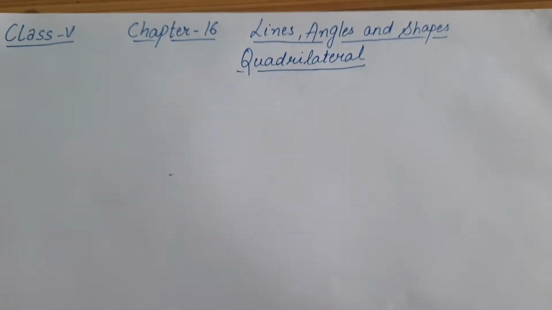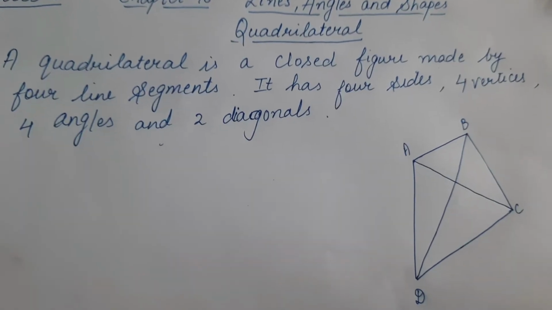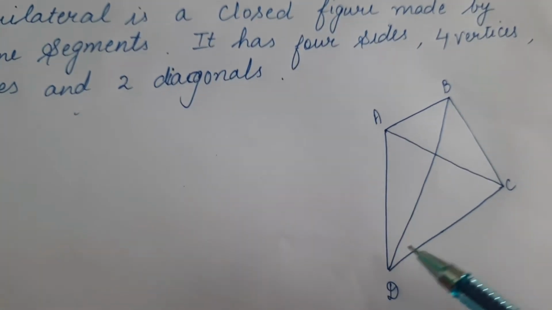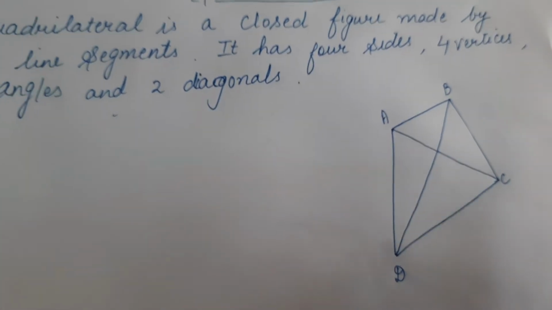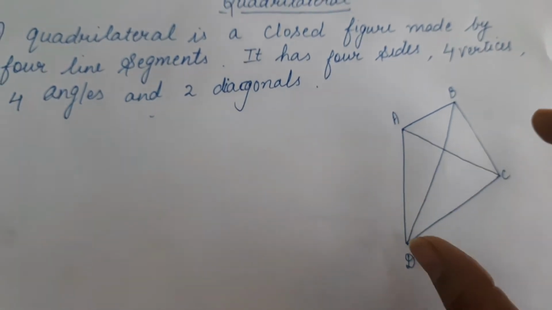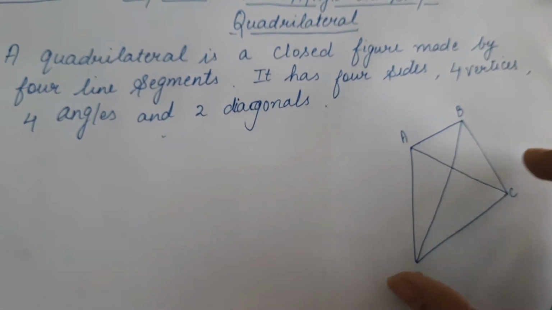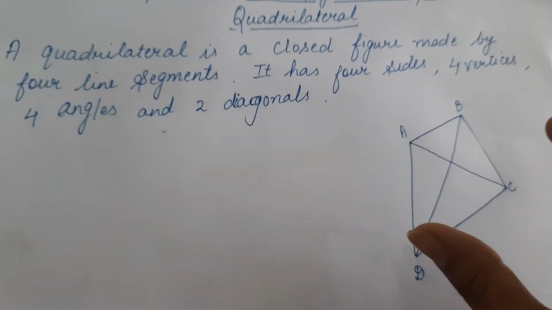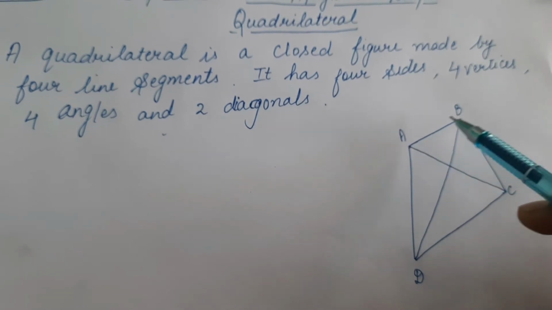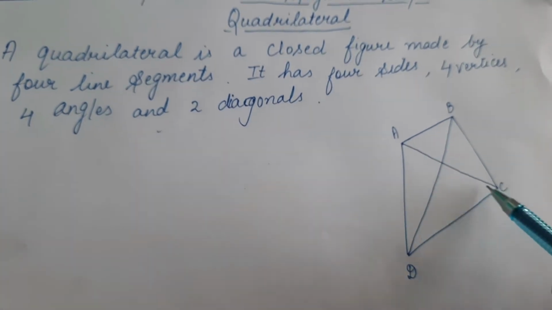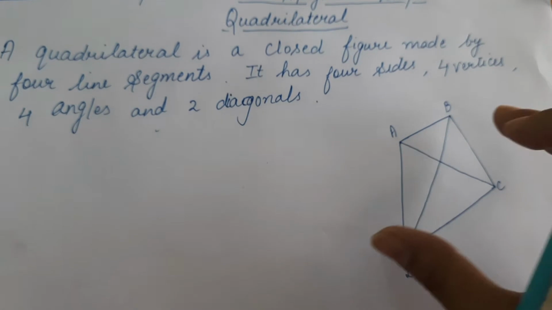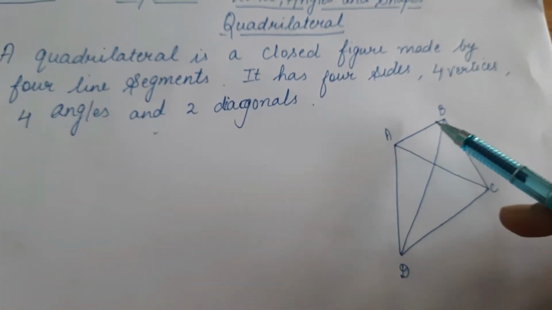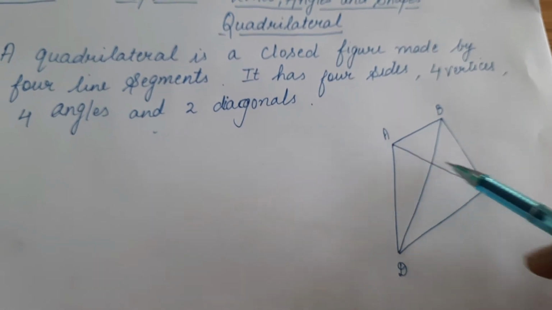What is a quadrilateral? A quadrilateral is a closed figure made by 4 line segments. See, this is a closed figure made by 4 line segments. So any closed figure made by 4 line segments is called a quadrilateral. It has 4 sides. A quadrilateral has 4 sides, 4 angles, 4 vertices and 2 diagonals. Okay, a quadrilateral has 4 sides, 4 angles, 4 vertices and 2 diagonals.